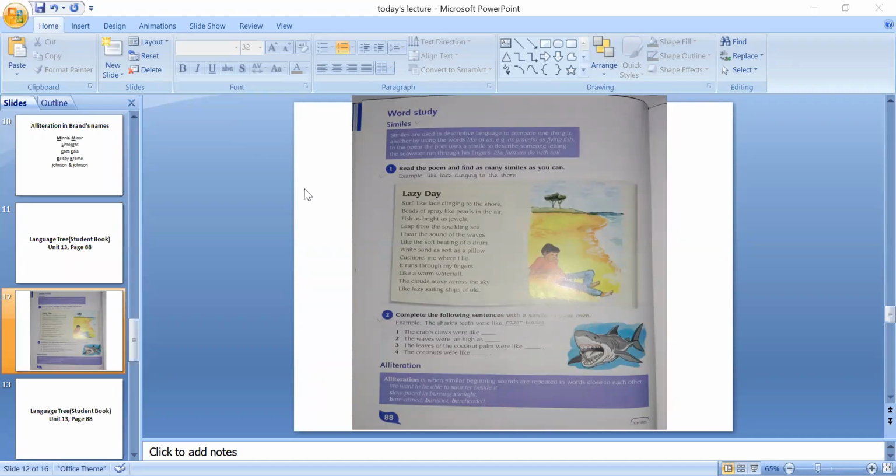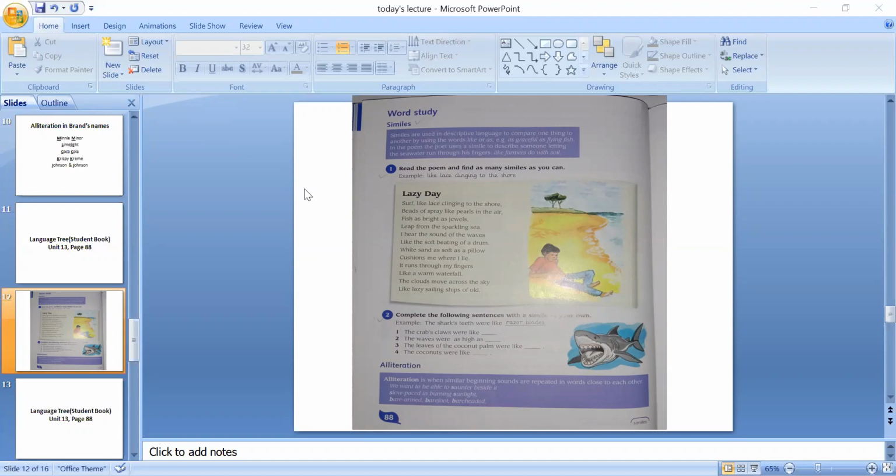As soft as a pillow. Let others underline it. As soft as a pillow. Like a warm waterfall. Rest of the students will underline these similes. Okay, like a warm waterfall. You have to underline this simile, Manahid, Maharaj, Yashad. Beta, please underline it. Like a warm waterfall.